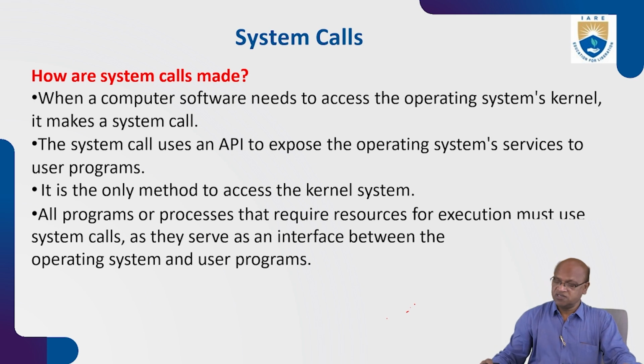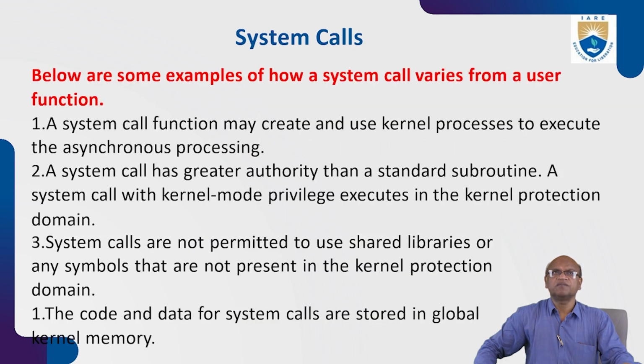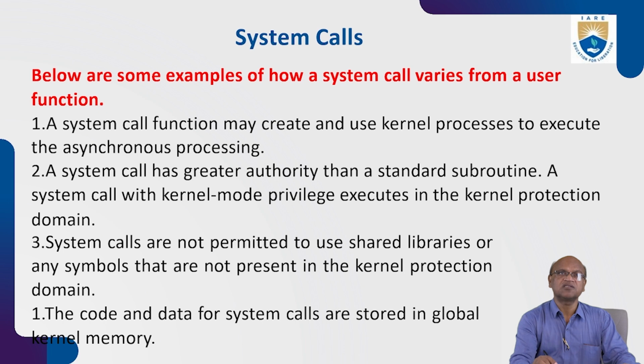That's what we are discussing. So the system call is a function, and different functions are available in the kernel, and they serve as an interface between the operating system and user programs. Below are some examples of how a system call differs from a user function. A system call function may create and use a kernel process to execute asynchronous processing. The OS itself cannot do anything, but inside the OS the kernel is there, and inside the kernel there are some programs and functions. These programs execute whatever the user wants.